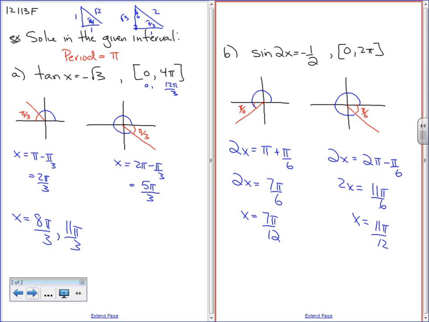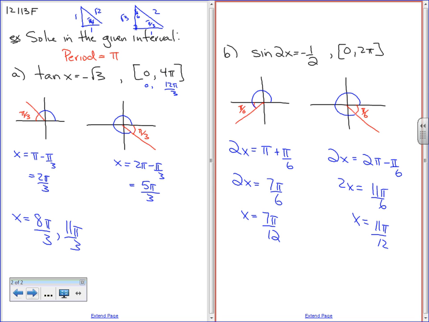Okay. Find the location of the terminal arms, find the related angle, find the angle in standard position. Now the next step is to add on what to my answer? Multiples of the period. What's the period of this function? Because this is the part that changes too. 2 pi is the period of the sine, but remember this 2 changes the period, right?